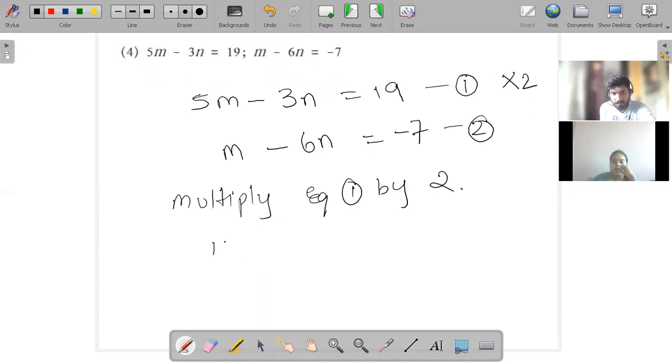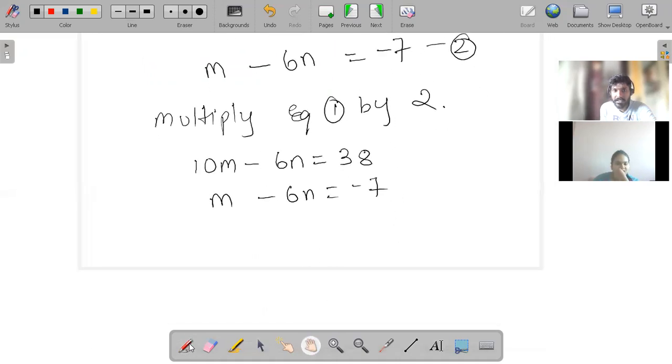Yes, you will get 10m minus 6n equals 19 into 2, 38. Yes, correct, 38. Second equation, write it as it is. m minus 6n is equal to minus 7.